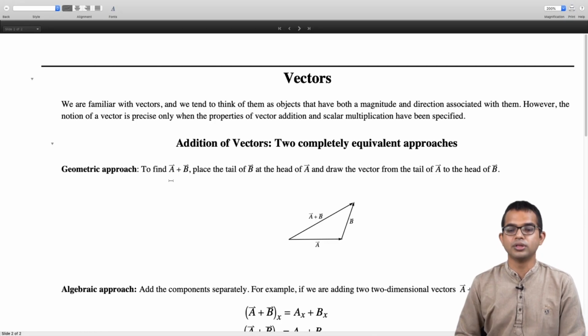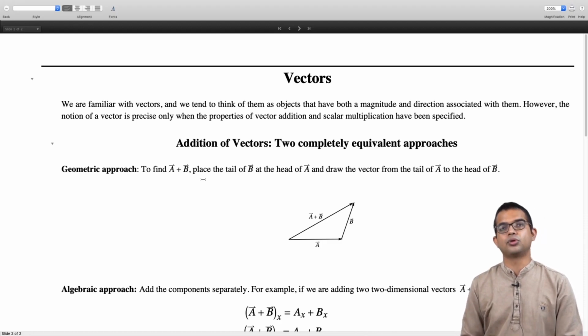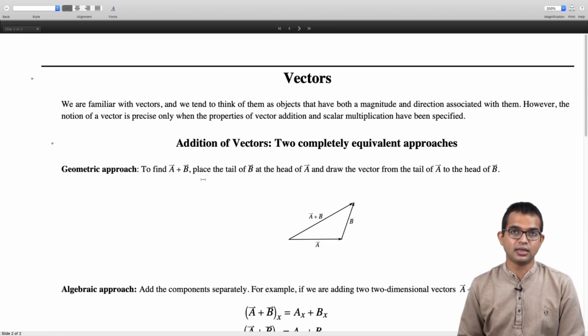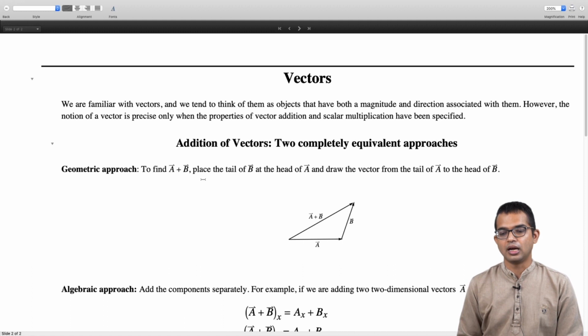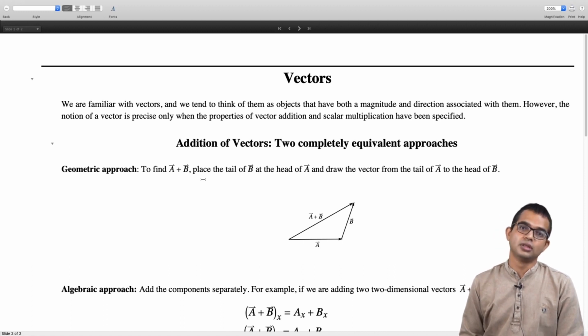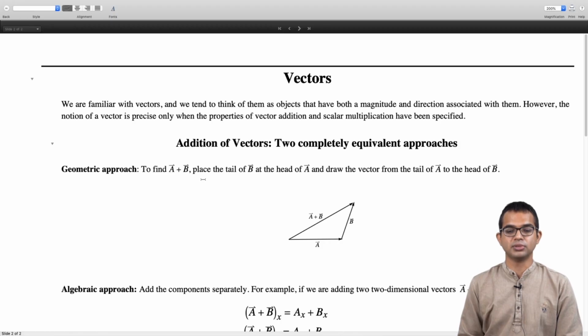So let's just recall how we thought of addition of vectors. One way of thinking of this is the geometric approach. You can think of a vector A and a vector B, and if you want to add these two, you place the tail of vector B at the head of vector A, and then you draw a vector from the tail of vector A to the head of vector B. That's going to be A plus B.